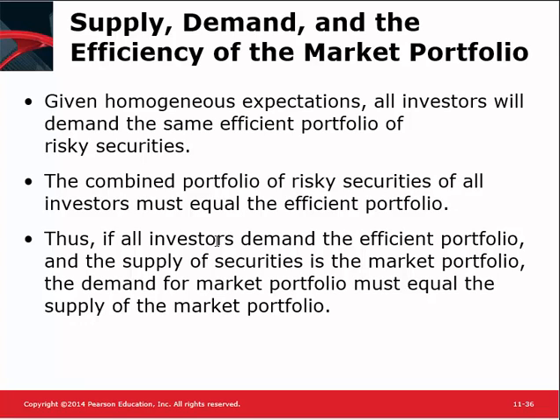The combined portfolio then is obviously going to be that point, that one point of securities at the very top on the efficient frontier. So if all investors demand the portfolio and the supply of securities is the market portfolio, then obviously this market portfolio has to equal the supply of the market portfolio. In other words, if that's what people want, that's what people are going to have as supply. The market's going to supply what the people want, and people want that market portfolio.